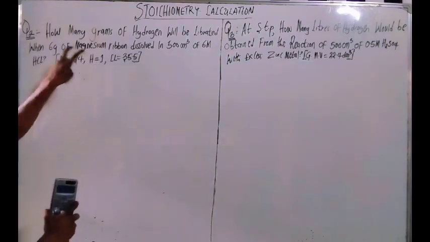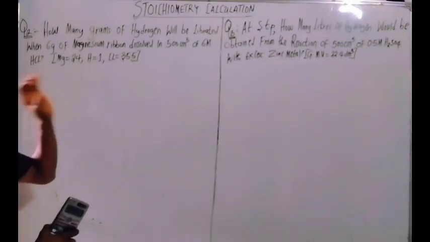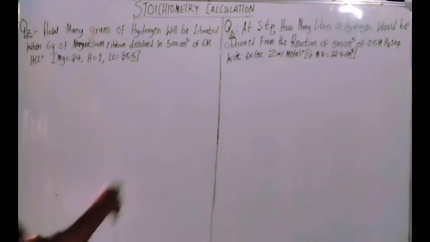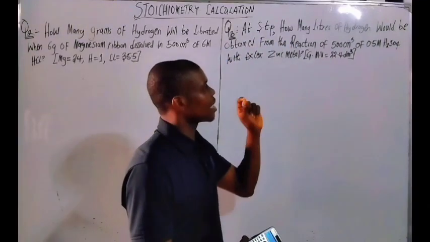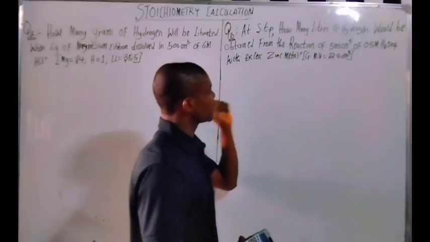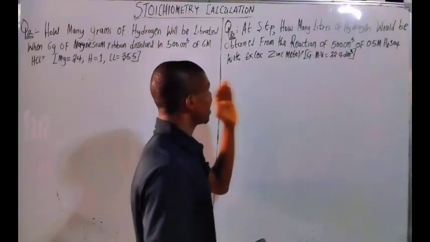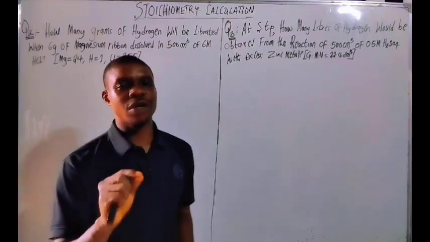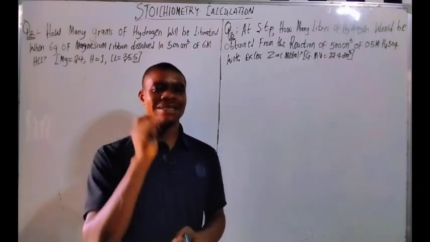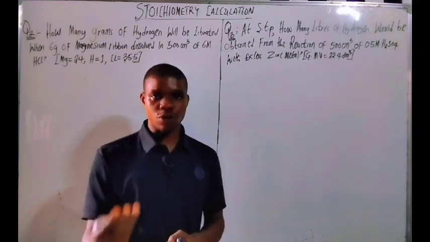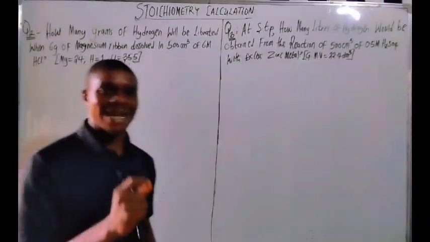How many grams of hydrogen will be liberated when 6 grams of magnesium ribbon dissolve in 500 cm3 of 6 molarity HCl? Now here we have, at STP, how many liters of hydrogen will be obtained from the reaction of 500 cm3 of 0.5 molarity H2SO4 with excess zinc metal. This is one of the most confusing questions in chemistry calculation. As a matter of fact, I regard it as one of the most difficult. This question is under limiting reactant and reactant in excess.